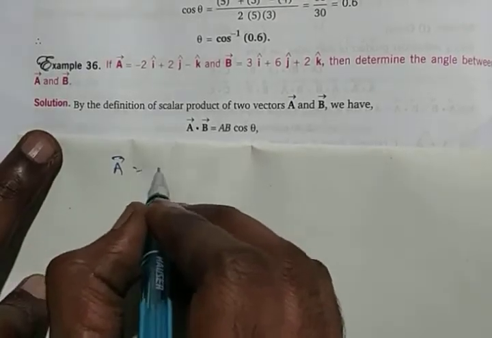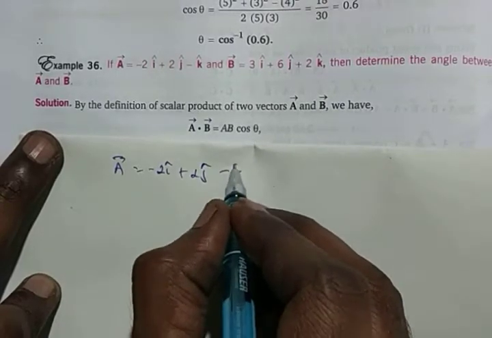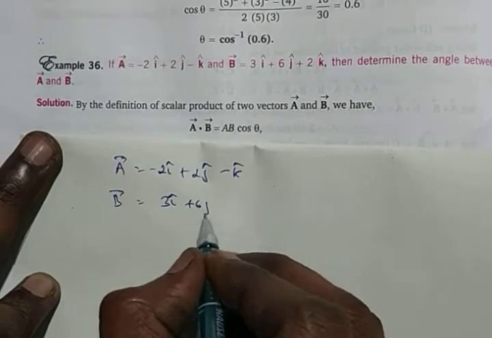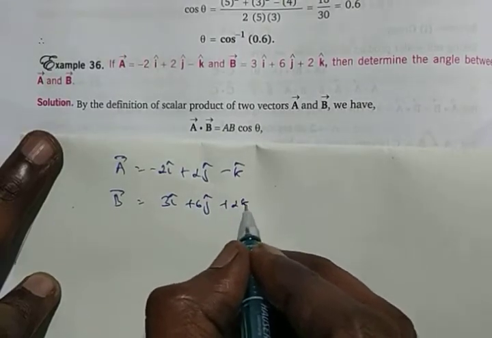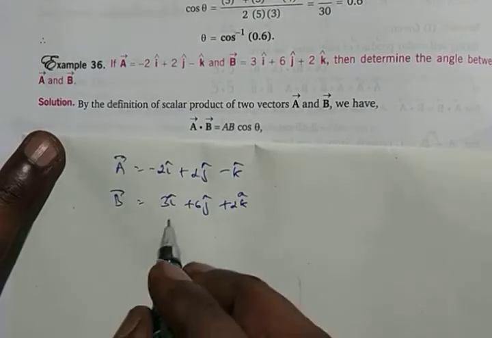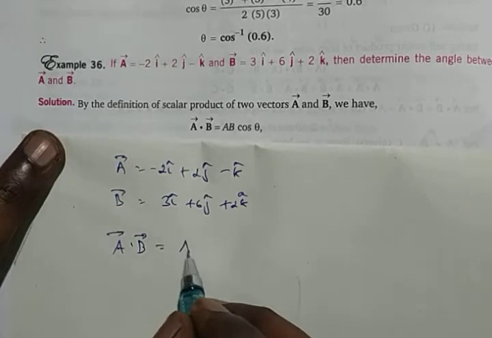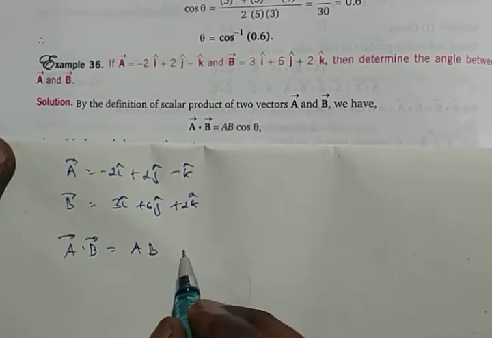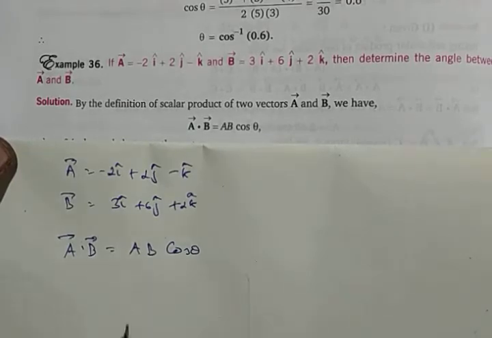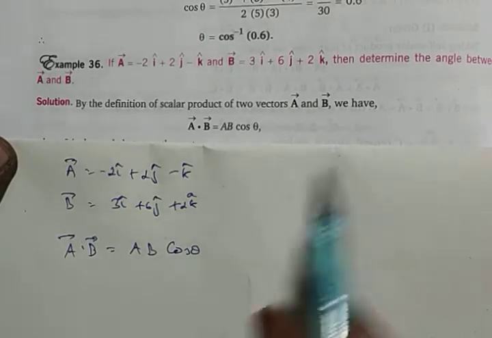So write down A vector equal to 2 I cap plus 2 j cap minus k cap and B vector is equal to 3 I cap plus 6 j cap plus 2 k cap. These are the two things which are already given here. So A dot B will give it as AB cos theta. Now find the angle, it is asked. Determine the angle between them.